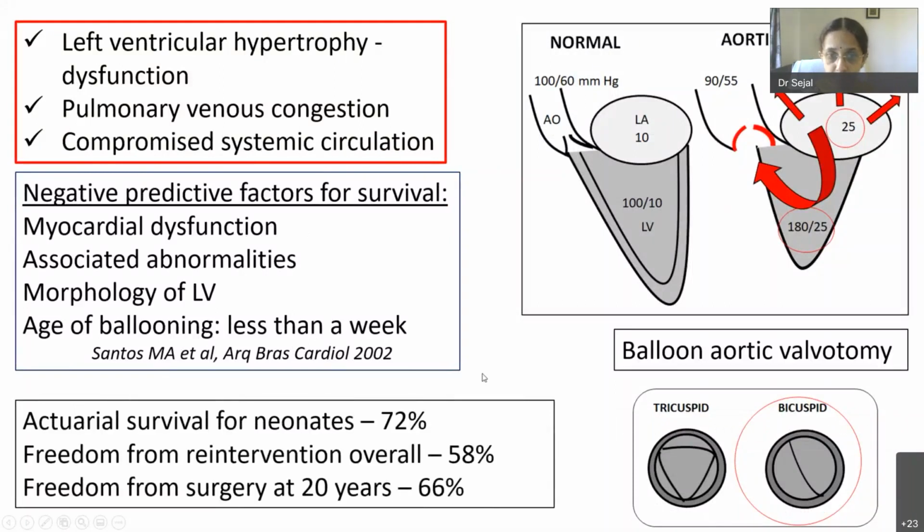In general, you would say, if I need an intervention in the neonatal period, 70% survival is going to be there, but chances of recurrence are significantly high. So the chances of needing re-intervention, in terms of surgical or reballooning, have to be explained.